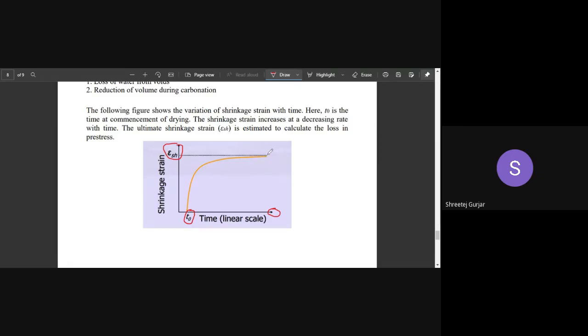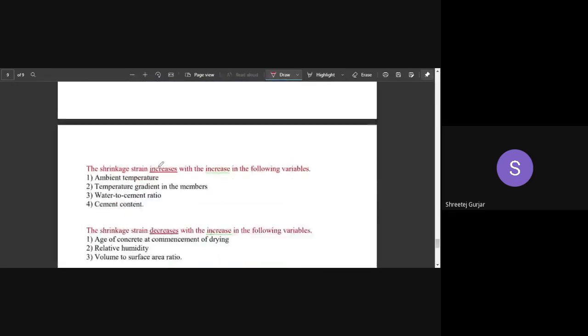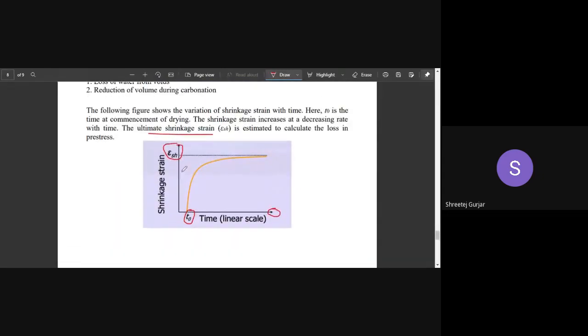Ultimate shrinkage strain is estimated to calculate the loss in pre-stress. So to calculate the loss in pre-stress, we have to find this ultimate shrinkage strain. It is obtained from your graph here. You can see this stable value, this line which is drawn here. So this is your ultimate shrinkage strain, and it is required whenever we want to calculate the loss in pre-stress due to shrinkage.